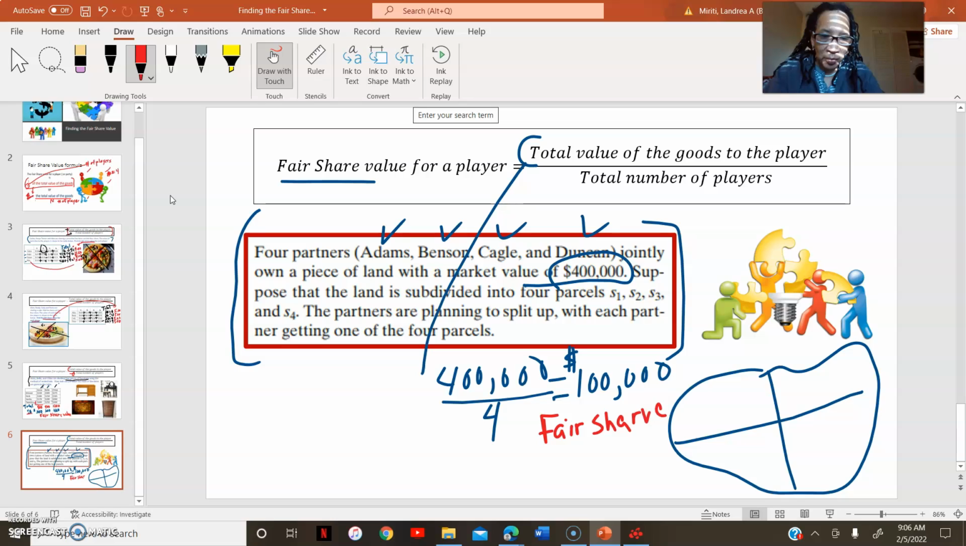In the next video, we'll talk about what we do with this fair share value. But now, hopefully, we've learned how to calculate the fair share value.